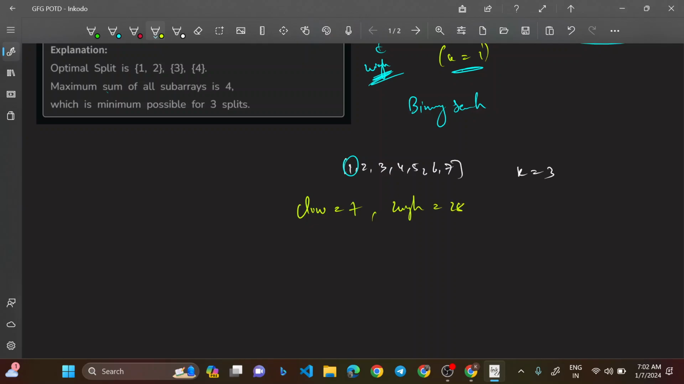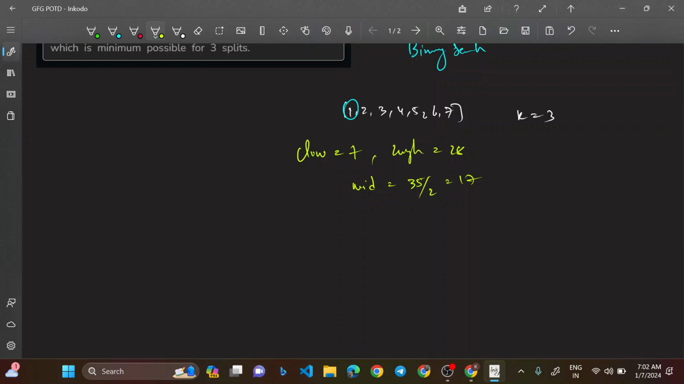Now take the mid value. How are you going to do the binary search? I hope you people know it. Mid is equal to low plus high divided by 2. So 28 plus 7 is 35, divided by 2. That's 17.5, but in computer language it is 17. I hope you're making sense. So mid equals 17.